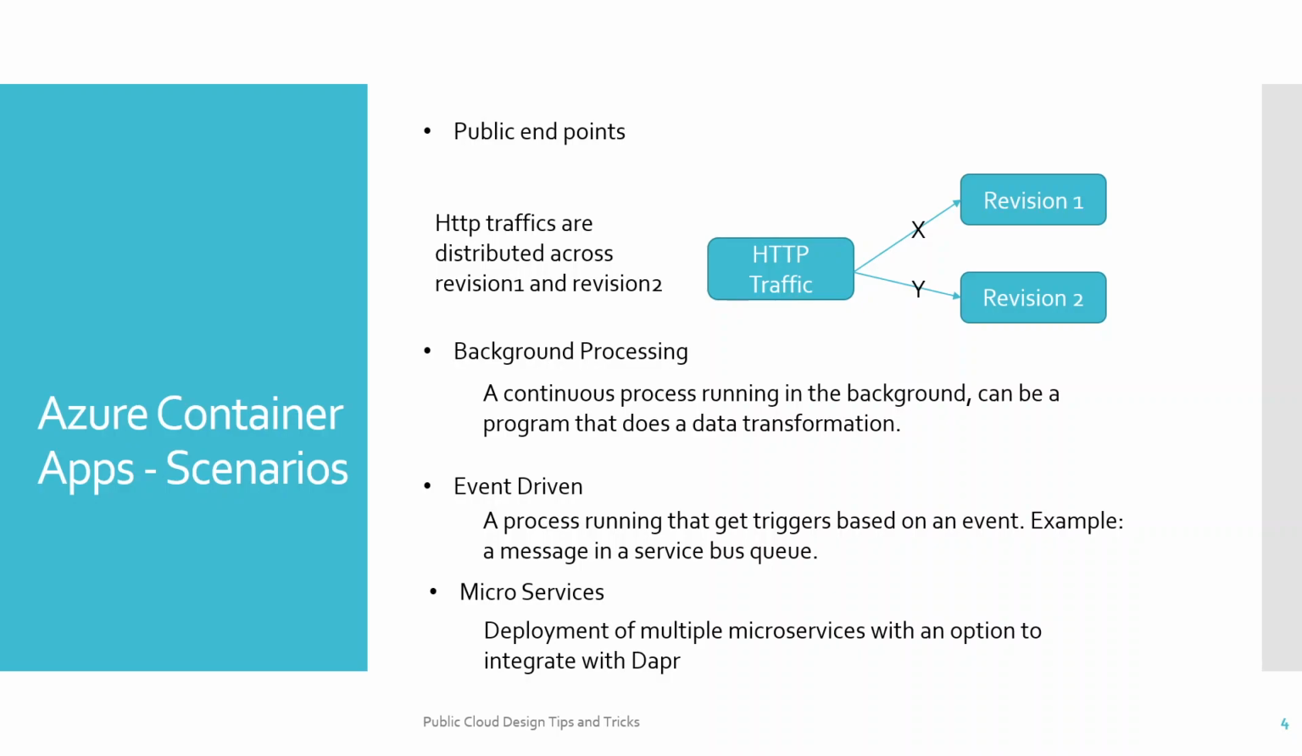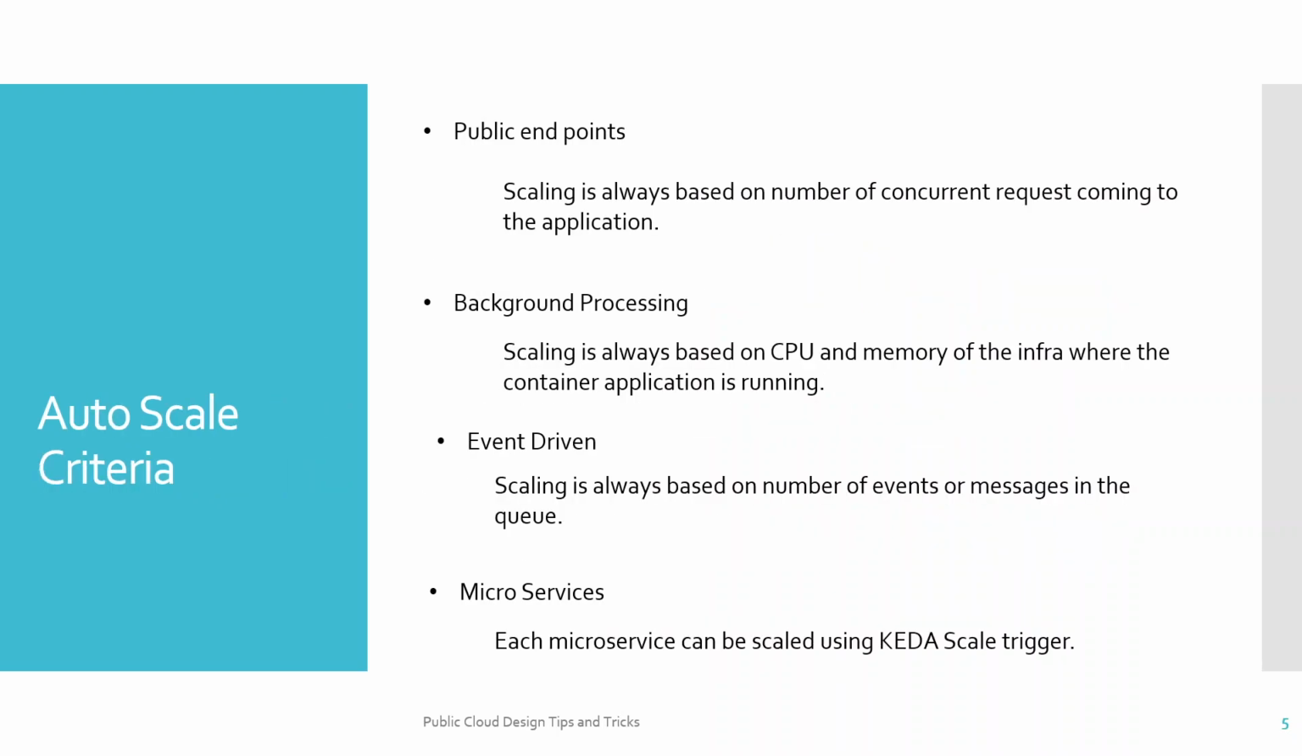Background processing is a continuous process running in the background, which can be a program that does data transformation. Event driven is a process that gets triggered based on an event, for example, a message in a service bus queue. And microservices are the deployment of multiple microservices with an option to integrate with Dapr capability. So these are the different scenarios possible in container apps.